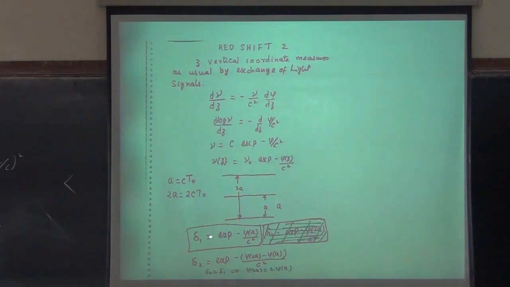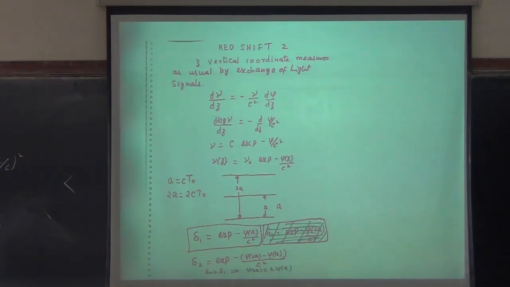The Doppler shift from here to there, I'm going to normalize it so that the base frequency is at nu naught, which is over here. And this formula tells me what the frequency is at all of the heights. I find that the redshift going from here to here is delta 1, which is this quantity. And the redshift going from here to there is delta 2, which is this quantity.